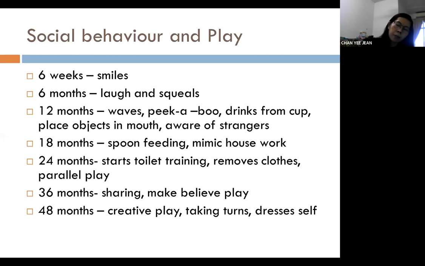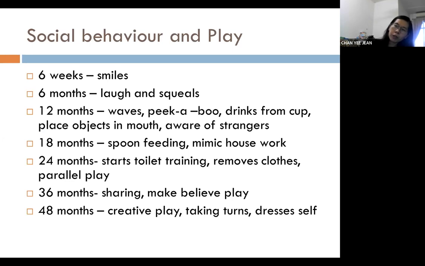At 3 years they start to share, and make-believe play. The make-believe play will be more complex, right? They can start substitution. Initially, when you play with cars, the car goes boom, boom, boom. The child starts to do that about 2 years old. After that, as they progress, they can do substitution. So instead of a car, they have a box. They can imagine that the box is the car, so they go, this is a car, boom, boom, boom. Okay, 48 months creative play, taking turns, and can dress themselves.